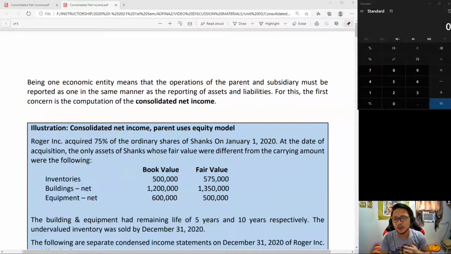So I have here a problem for you. It is consolidated net income where the parent uses the equity model. Later on I will be illustrating as well when the parent uses the cost model. But this is a discussion about consolidated net income without intercompany transactions. Wala pang intercompany transactions ito, so let's get to this.